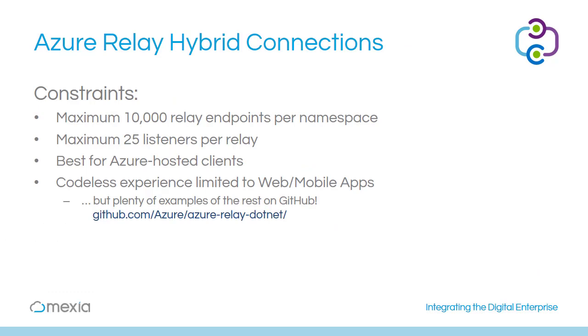As far as constraints go with hybrid connections, well, there really aren't that many. I mean, there is a maximum number of relay endpoints you can set up per namespace, but 10,000 seems like a fairly extreme amount. And if you're going to have more than 25 listeners per relay, chances are you're not looking at a hybrid connection kind of scenario. This is more of a multicast type of broadcast situation where you would probably want to handle that through events, for example. It does work best for Azure-hosted clients. And the codeless experience is still limited to the web and mobile apps. But of course, you now have the flexibility with just a little bit of code to be able to connect almost anything else.